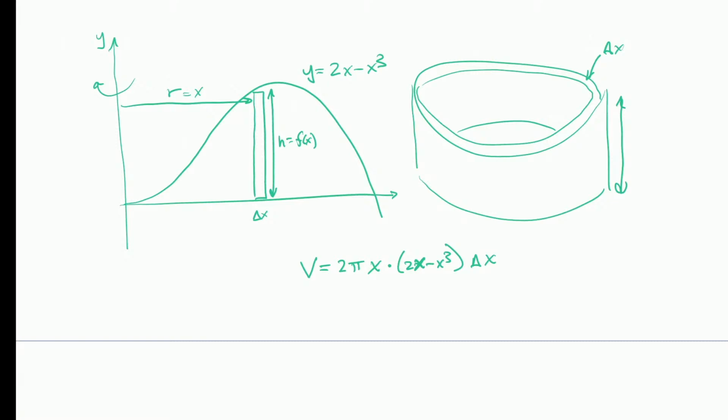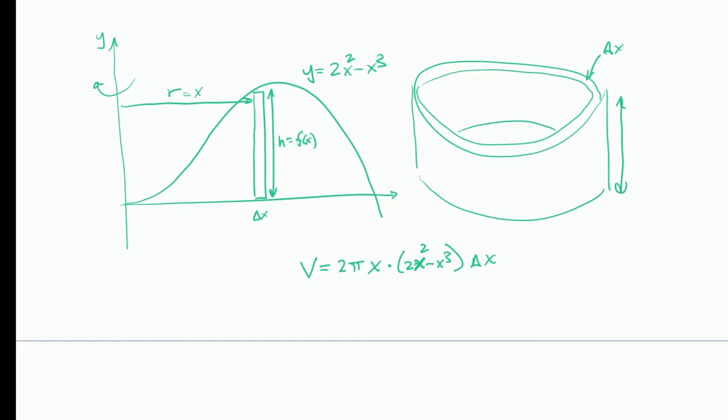Yes, sir. Oh, it was. Thank you. 2x squared minus x cubed. That would have ruined my entire thing. All right, beautiful. Thank you. But that doesn't change the form of the thing here.